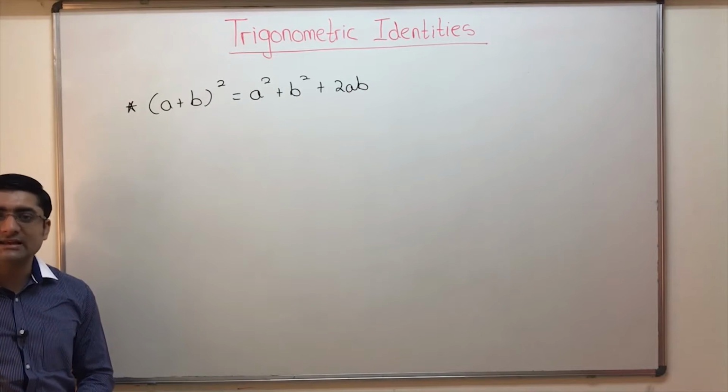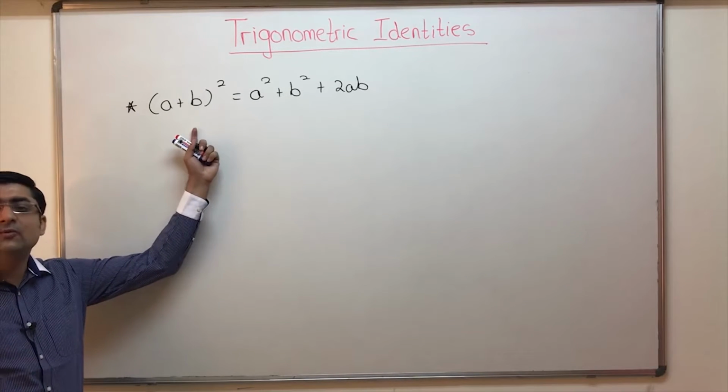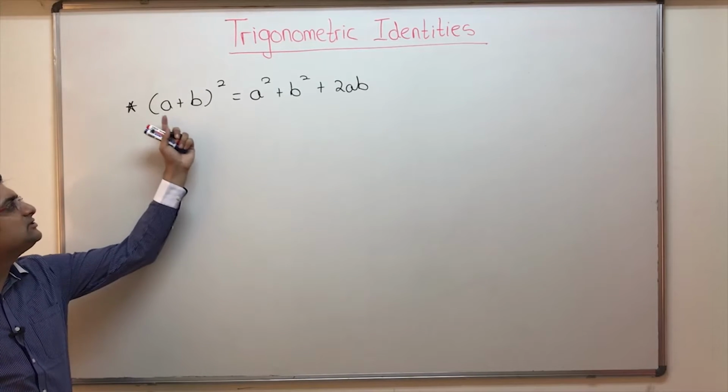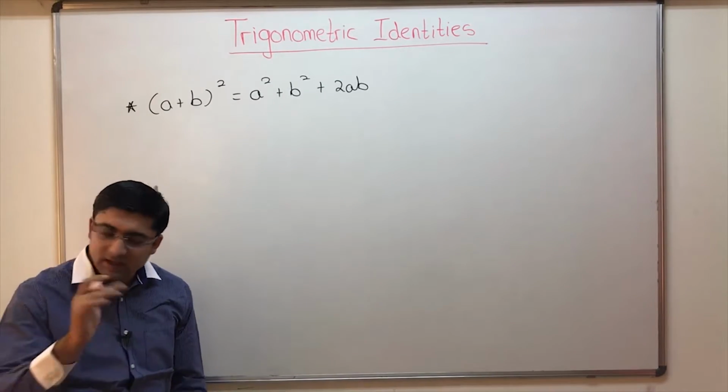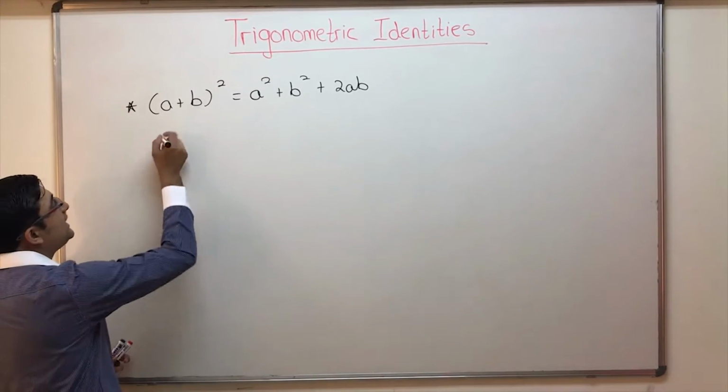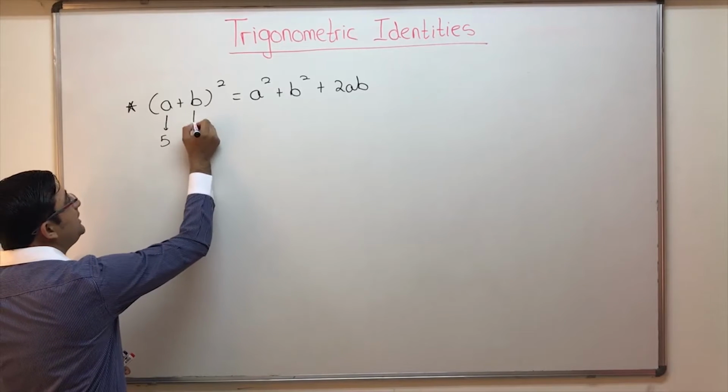Now what exactly is an identity? It is basically something which is true for any real number. That means whatever value of a and b I take over here, this identity will always be true. Let me take an example. Let's say I take a as 5 and I take b as 3.